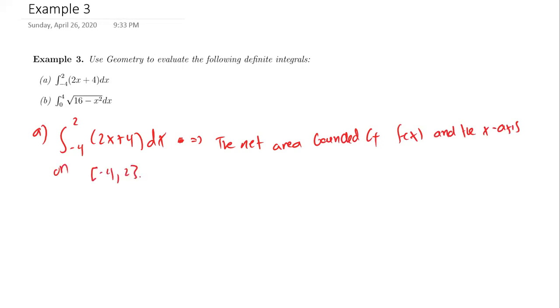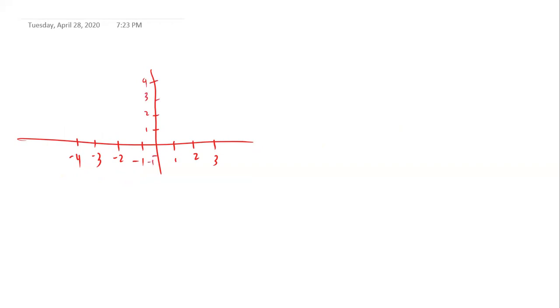So if we want to find this geometrically, we want to find this net area, well, let's graph it and see what this region looks like. That's the first thing we should do. What's the graph? It's 2x plus 4, all the way from -4 to 2. So let's go to another page just so I'm sure we have enough space. Let's do 1, 2, 3, -1, -2, -3, -4, and then the function values here: 1, 2, 3, 4, and then -1, -2, -3, and -4.